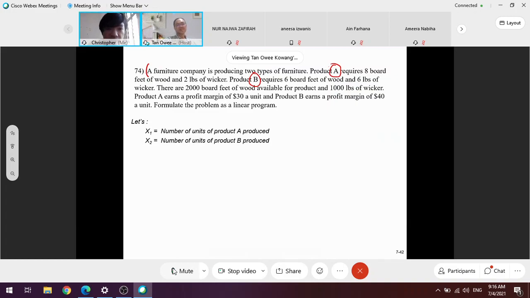So, the number of units of each product. Okay. So how many constraints do we have in this problem? Okay, two constraints. Chris, you start with the easy one. Later I will ask other people. What are the two constraints?